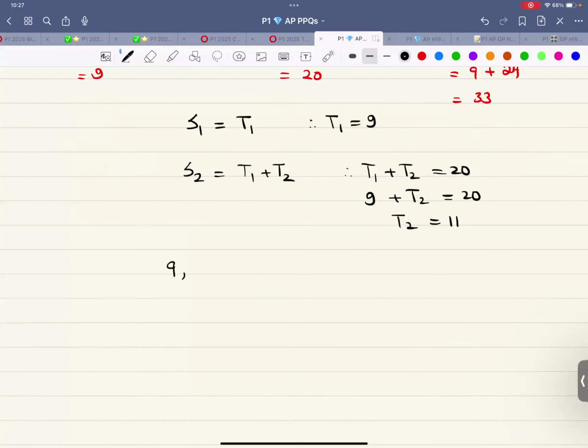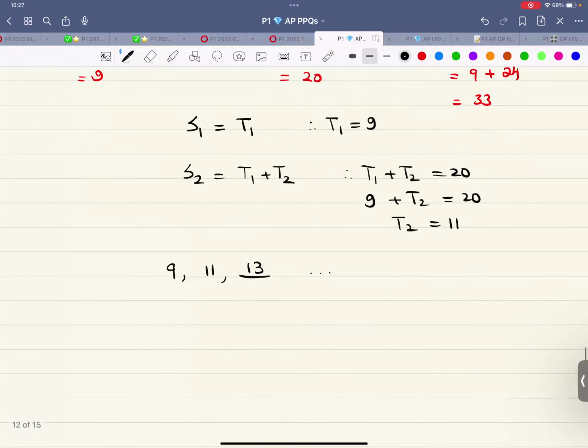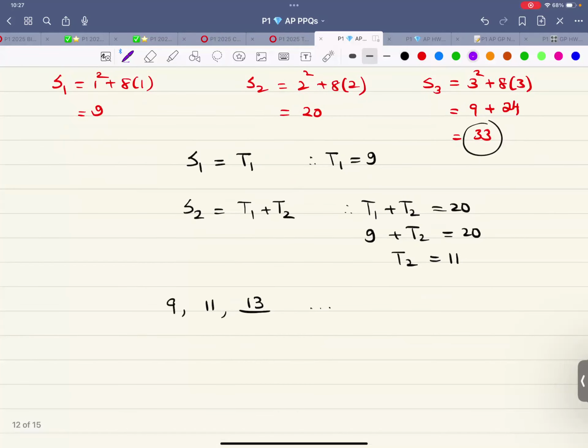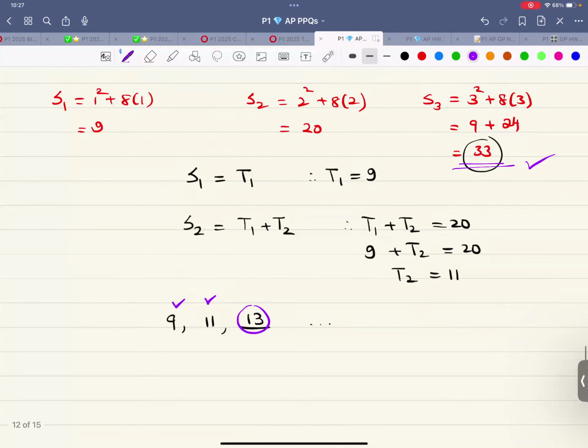That means the first term is 9. The next one is 11. The next one will be 13 and so on. And just double checking, this is just for double checking. So now we have 9 plus 11 is 20. 20 plus 13 is 33. That means everything is good.